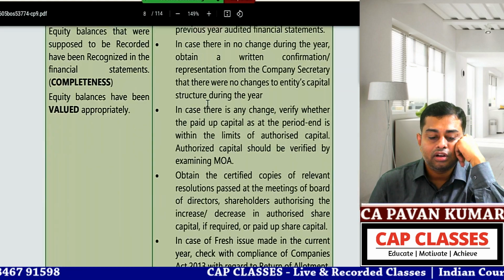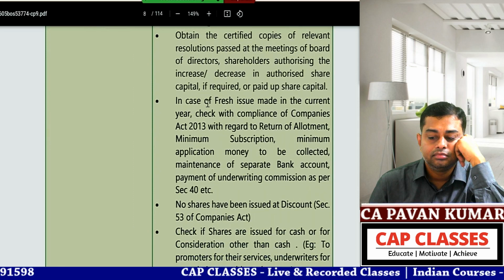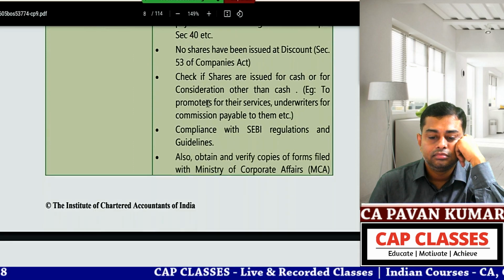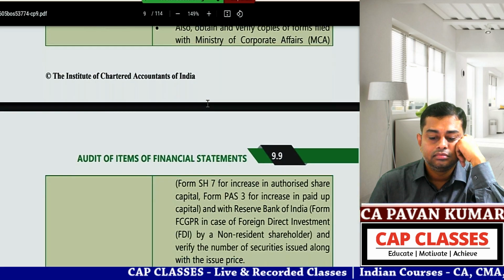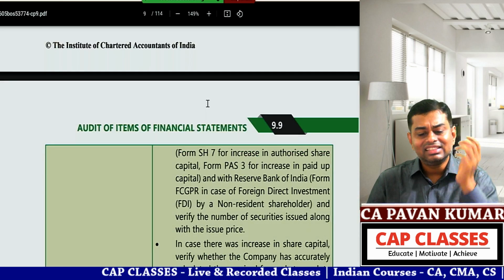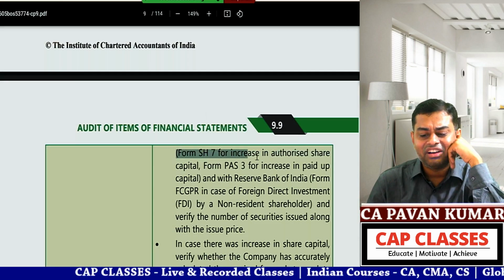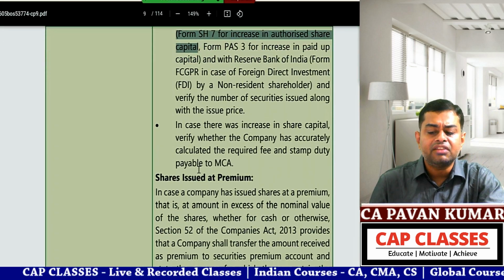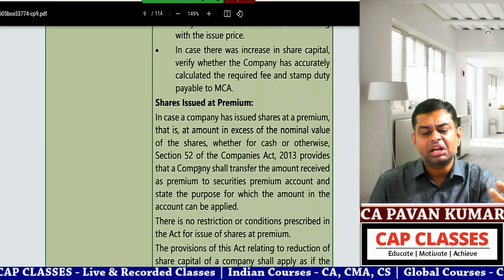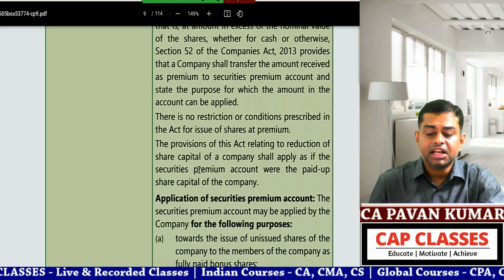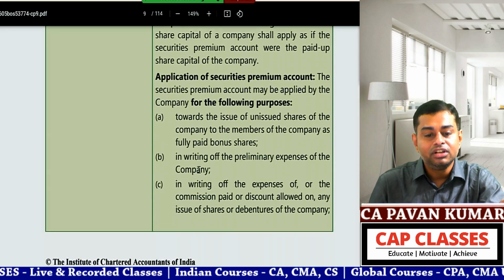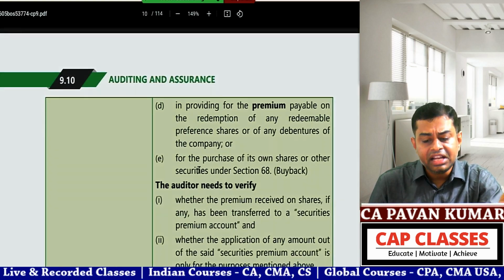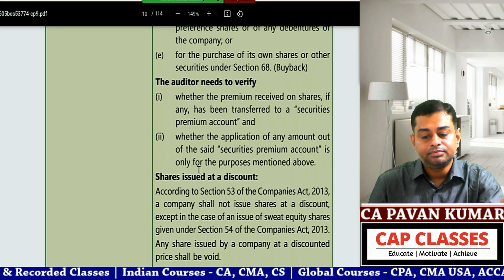What are they trying to tell? What is this? Form SH7 for increase in authorized share capital. How much information they are giving: Ministry of Corporate Affairs, resident shareholders, non-resident shareholders, shares issued at premium, application of security premium account, 8, 9, 10.